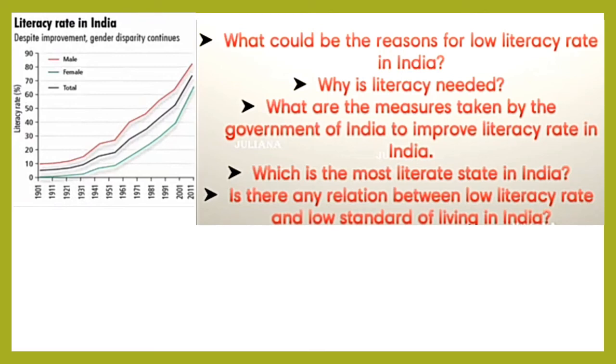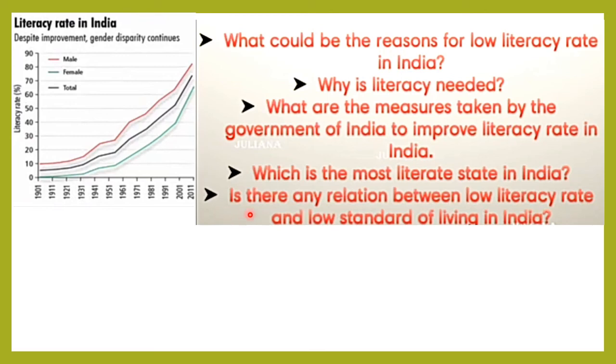As we all know, in Kerala we have 92 percentage literacy. There also the government has implemented such schemes and facilities for the children. So here, which is the most literate state in India? We have Kerala with 92 percentage, as I told you earlier.